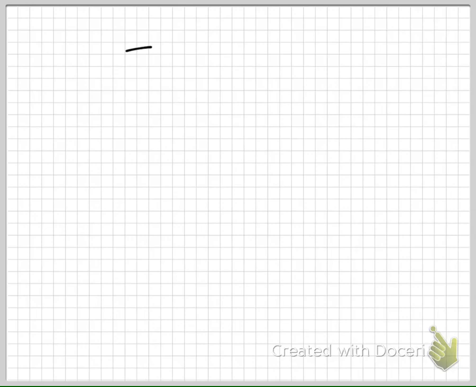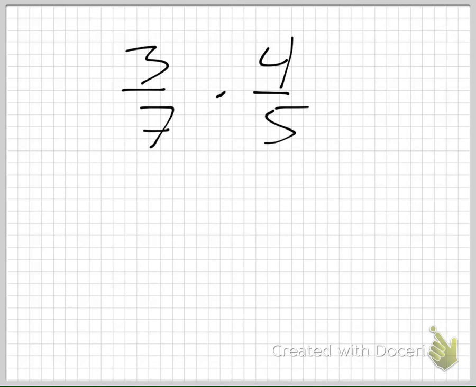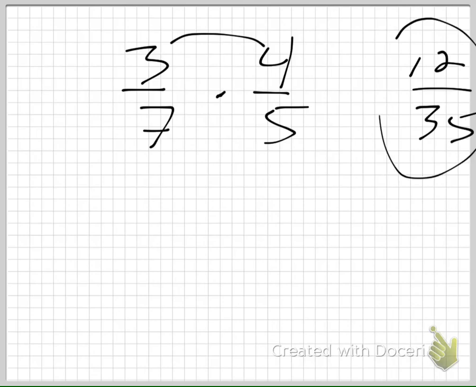How do you multiply 3/7 times 4/5? How do you multiply fractions? It's super simple. You just multiply the top and you multiply the bottom, right? 3 times 4 is 12. 7 times 5 is 35. Real simple, straightforward. At that point, you would reduce. I will show you something else.